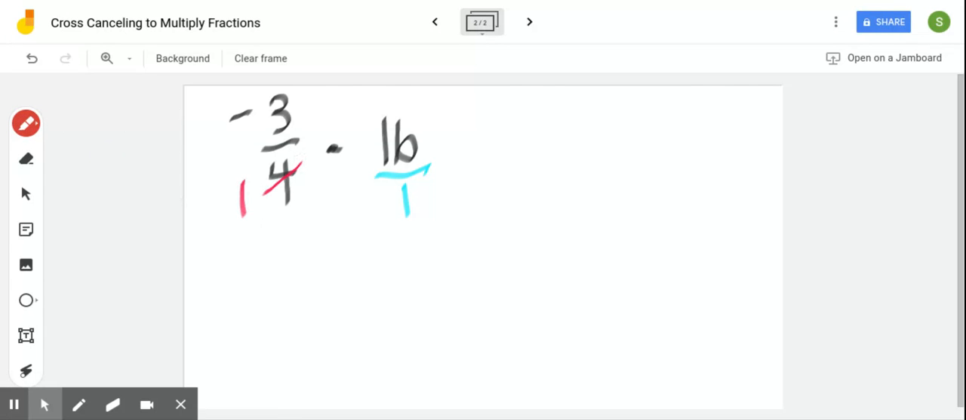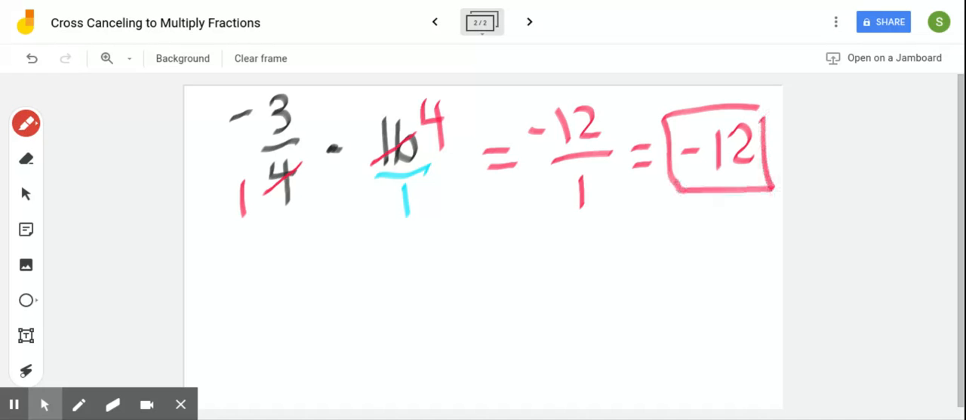4 goes into 4 once, and 4 goes into 16 4 times. I'm going to look at 3 and 1, and their only common factor is 1, which doesn't help me, so I'm going to leave that the same. And now over here, I can see 4 times 3 is 12, and 1 times 1 is 1. And the signs are different, so the answer is negative, and I can simplify that to be negative 12.